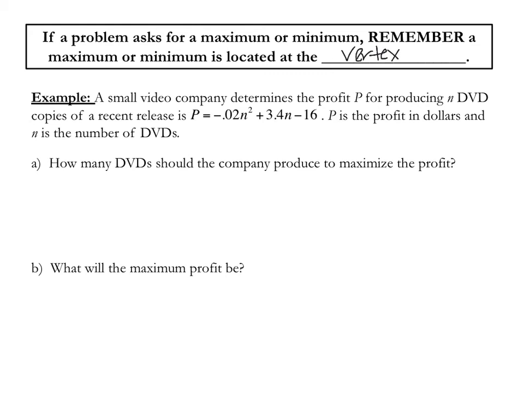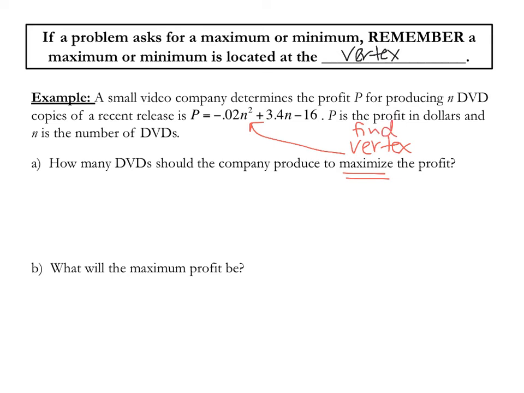So in our example, it says a small video company determines the profit P for producing N DVD copies of a recent release is P equals, they give us this equation. P is the profit in dollars, and N is the number of DVDs. We want to know how many DVDs should the company produce to maximize the profit. So there's the key word. It says maximize, and they gave us a quadratic. So we need to read into that, it means they're asking us to find the vertex.